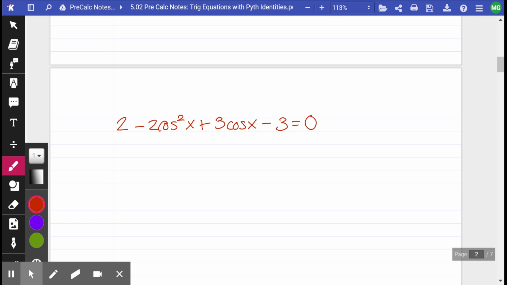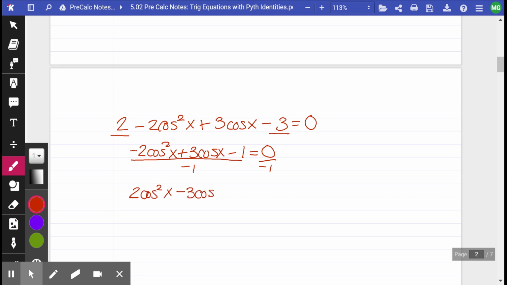Now I want to combine my like terms, and I also want to get my cosine squared x to be positive. So first I'll combine my 2 and my negative 3, which would give me negative 1. Now I'm going to divide both sides by negative 1, or you can think about it as adding everything on the left over to the right, to get positive 2 cosine squared x minus 3 cosine x plus 1 equals 0.